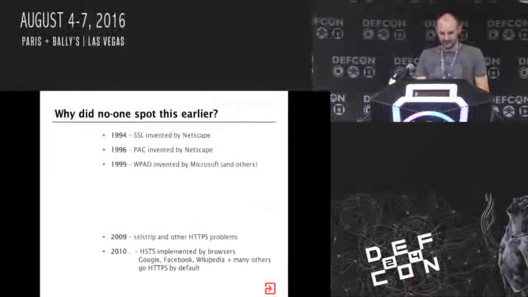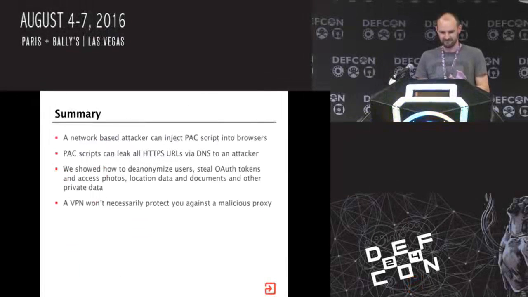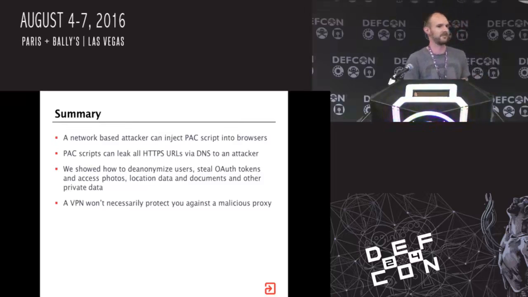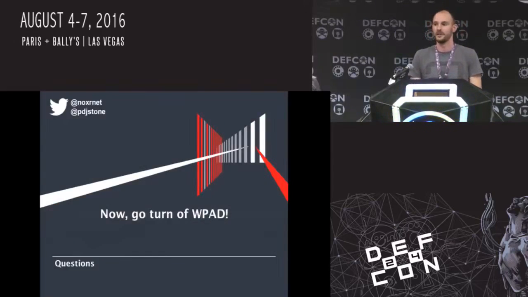Not sure if we've got time for that slide. So, to summarize, network-based attackers can inject PAC scripts into browsers. PAC scripts can leak all HTTPS URLs via DNS to an attacker, at least on unpatched systems. We showed how to de-anonymize users, steal OAuth tokens, and access photos, location data, and documents. A VPN won't necessarily protect you against a malicious proxy. Now go turn off WPAD.